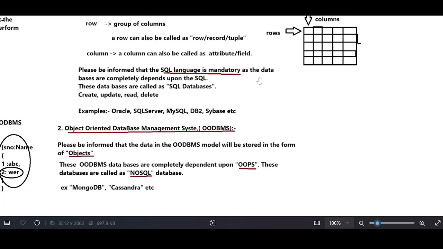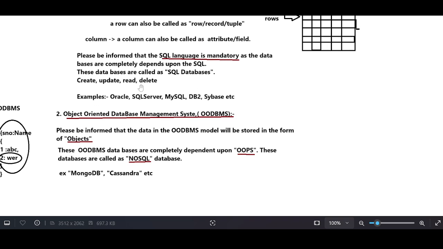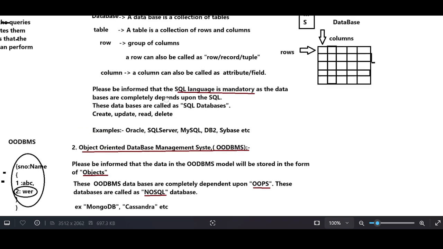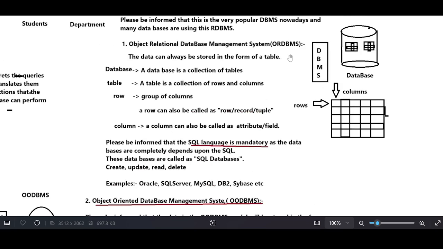And SQL language is mandatory. We will understand the SQL language as well going forward, right? The database that comes under RDBMS, you can say it like ORDBMS, that is fine, or else you can also say it is just RDBMS, no issues. Both acronyms are valid.